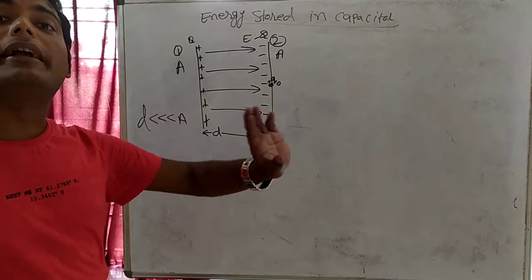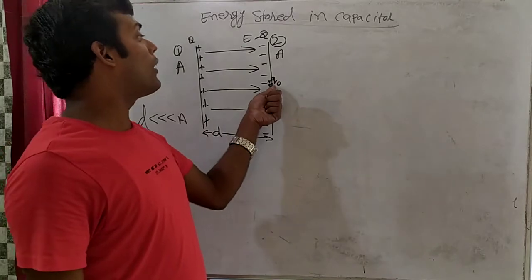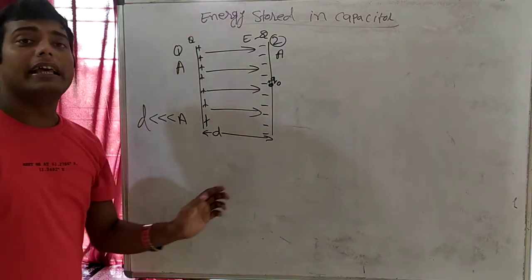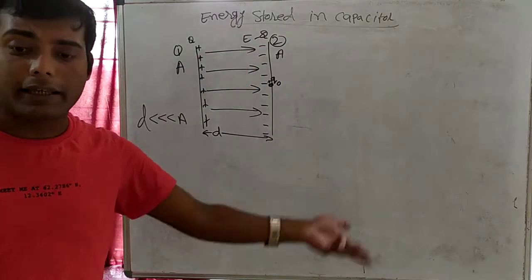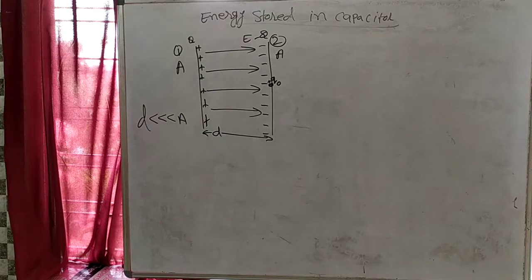And that work will be converted into the form of energy. That means if I calculate how much work I have to do in bringing this charge from the second plate to the first plate, then we can calculate the work, and work is a form of energy. So what do we actually want to calculate? We want to calculate the work done.